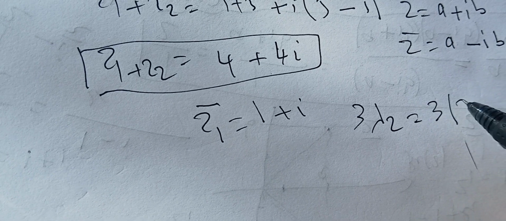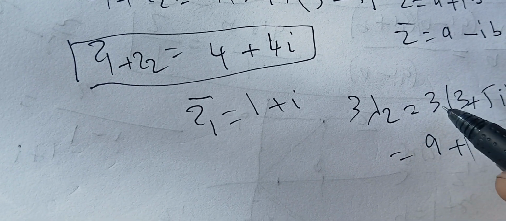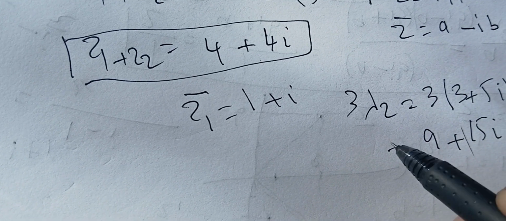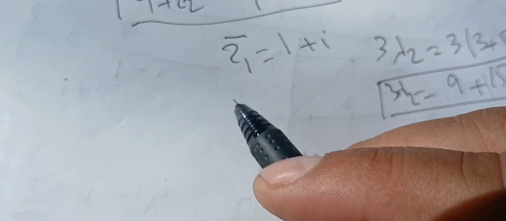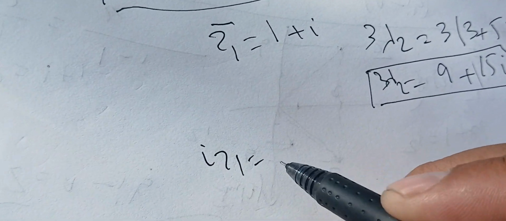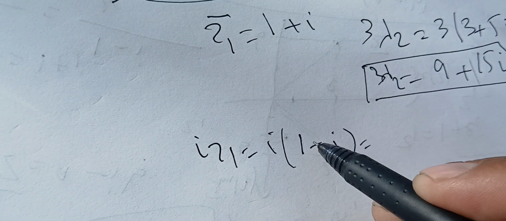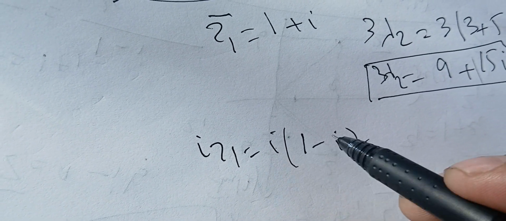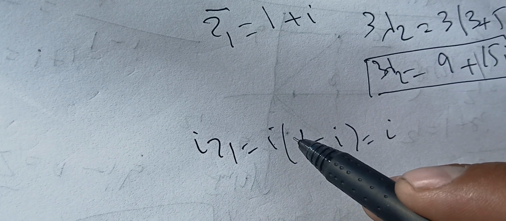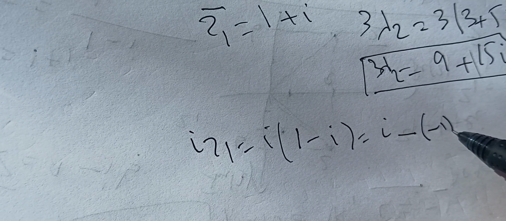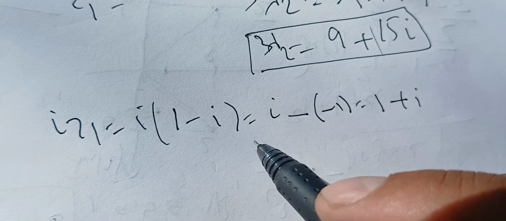Now what's 3 times z2? It's 3 times 3 plus 5i, which is 3 times 3 is 9, plus 3 times 5 is 15, so 15i. So 3 z2 is this number. What's i times z1? It's i times 1 minus i. It's 1 times i, which is i, and i times minus i, which is minus i squared, which is 1, so you have 1 plus i.